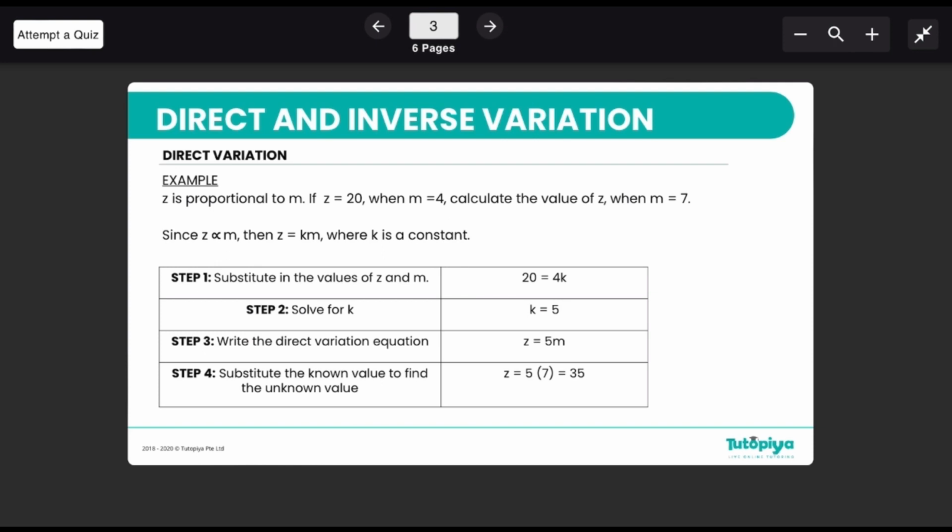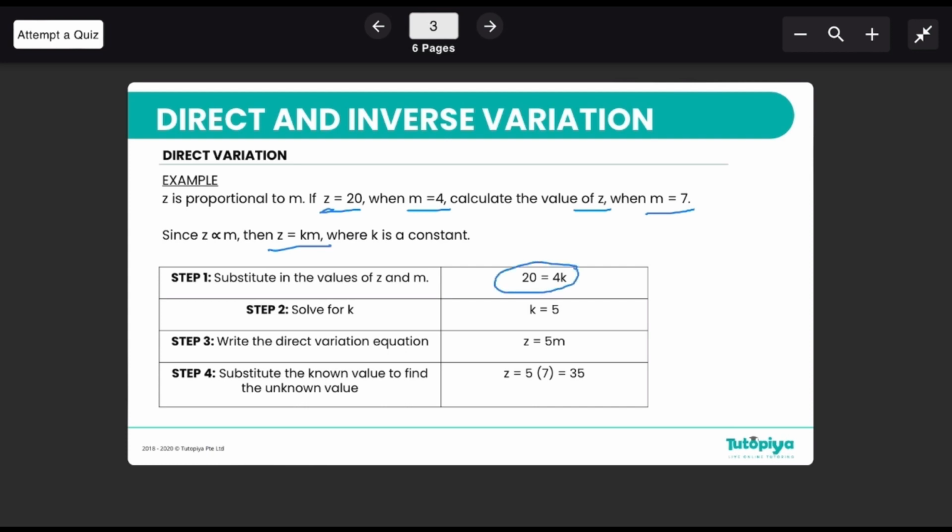So for example, if you were given that z is proportional to m, and you're given the values z is equal to 20, m is equal to 4, you need to calculate the value of z when m equals 7. So what you do is you start off by writing the equation for direct variation, which is z equals km, and then the idea is to find the value of k. Once you have found the value of k, you will use it in the second scenario to work out the answer when m is equal to 7.